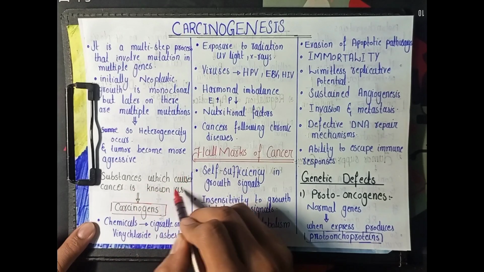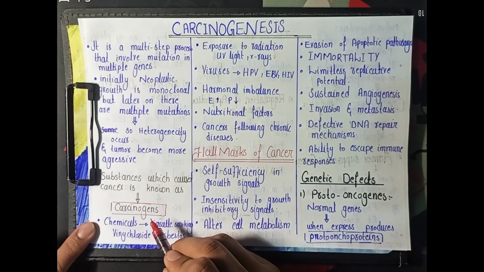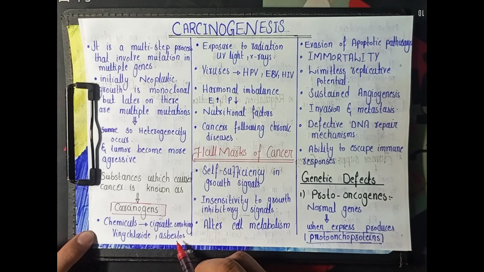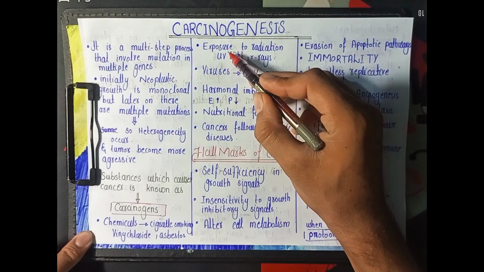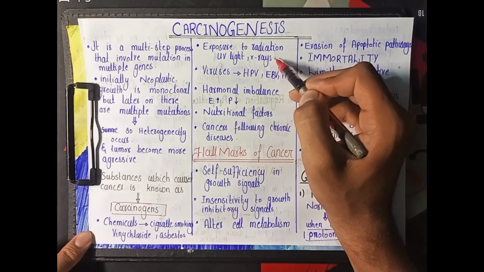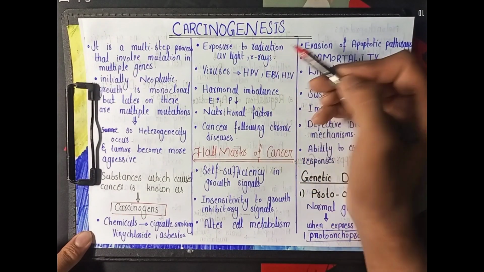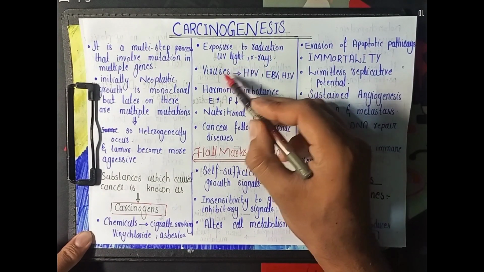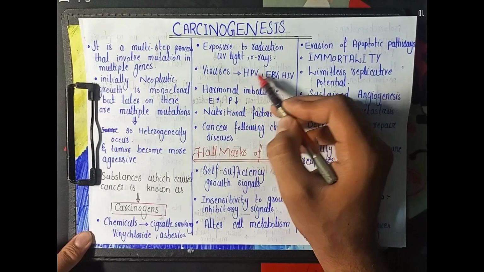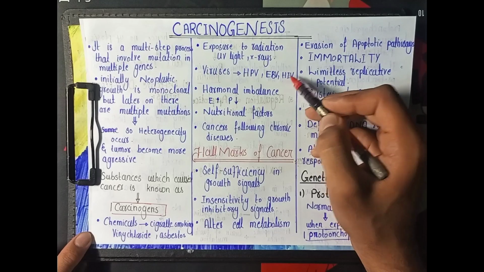And the substances which cause the cancer are known as carcinogens, and they include chemical substances like cigarette smoking, vinyl chloride, asbestos compounds, and heavy metals like chromium compounds, nickel compounds, etc. And the second one is exposure to radiation, like exposure to UV light or X-rays. They cause squamous cell carcinoma or malignant melanoma of the skin. The third one is viruses. So certain viruses are also carcinogenic, like human papilloma virus, Epstein-Barr virus, HIV virus.